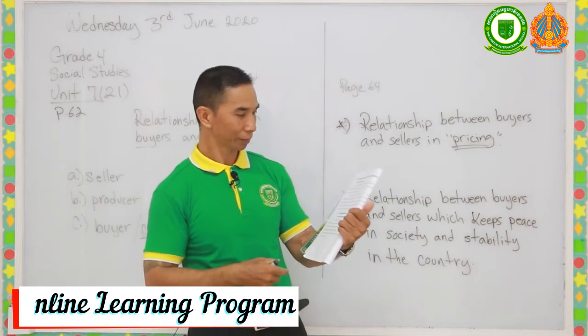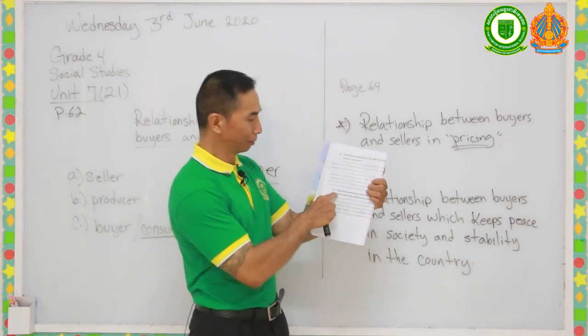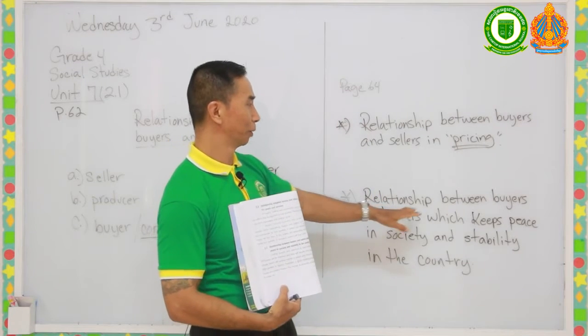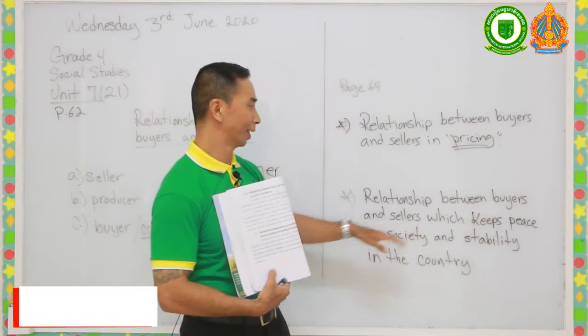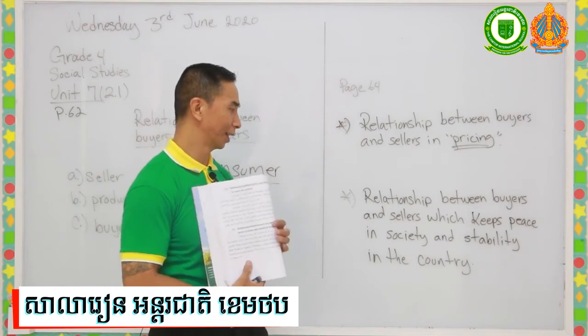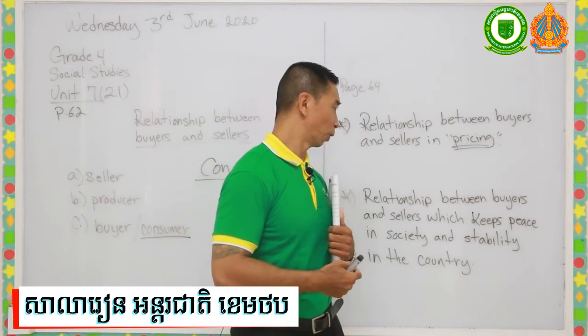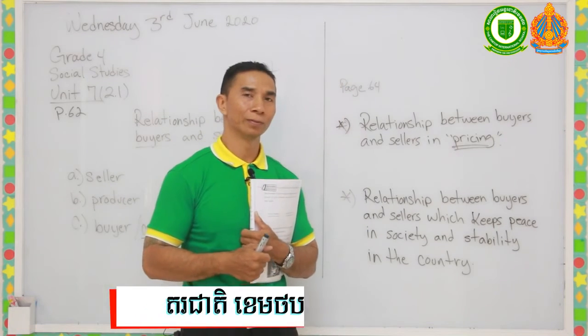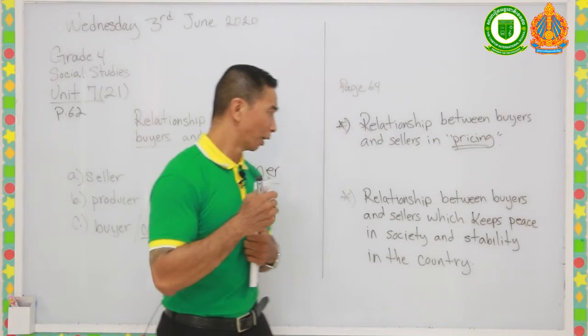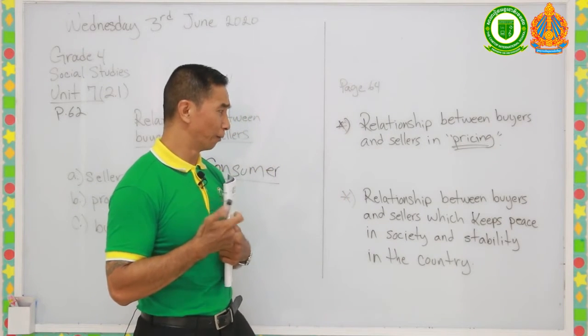And the last section, 2.3, is building relationships between buyers and sellers which keep peace in society and stability in the country. So what does that mean? Can you give me an example of that? Okay, I will give you a quick example.